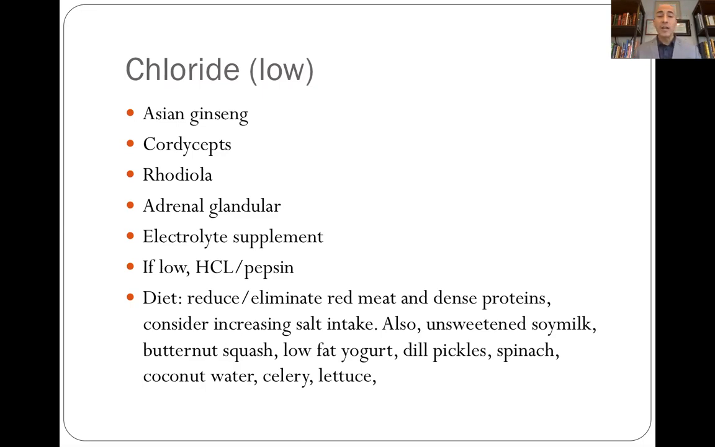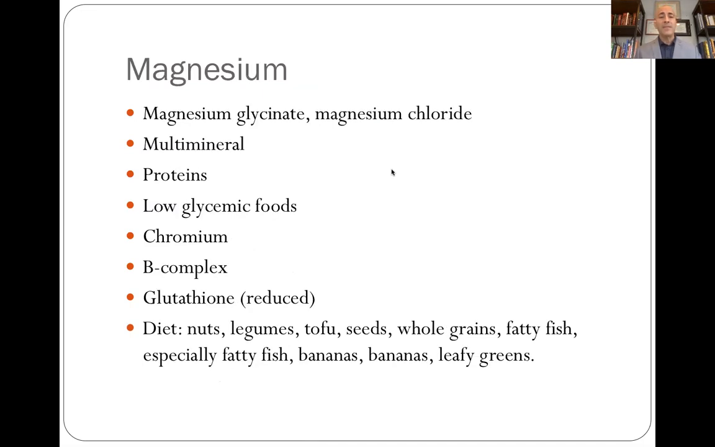Again, if it's adrenal gland related, you might benefit from Asian ginseng, cordyceps mushrooms, rhodiola, adrenal glandular, or an electrolyte supplement. So again, depending upon the cause or causes of your abnormal tests, that will dictate the approach. Same thing for magnesium.